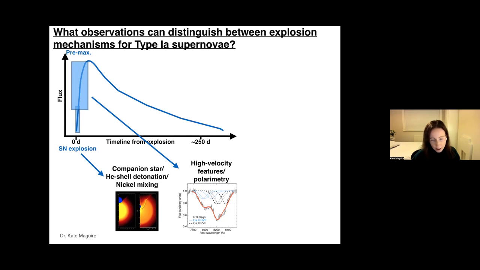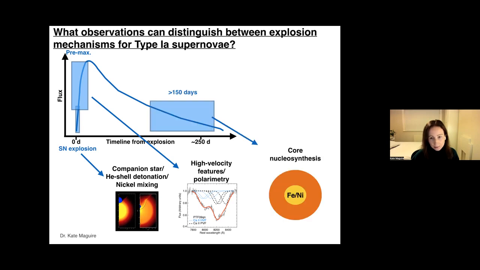Obviously, that'd be great to get earlier, but it can be very difficult. We can look at the presence of high velocity features and many other kind of broad spectral classifications or characteristics that can help distinguish between these.